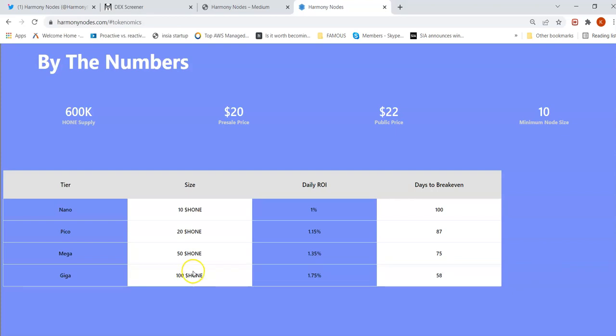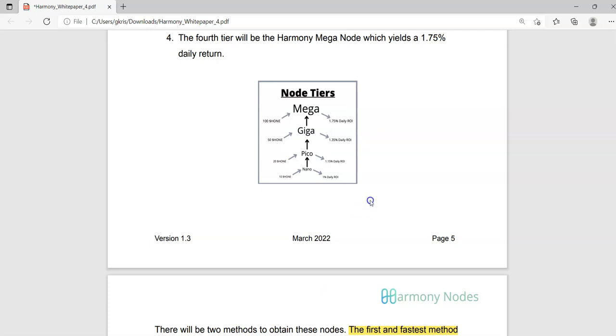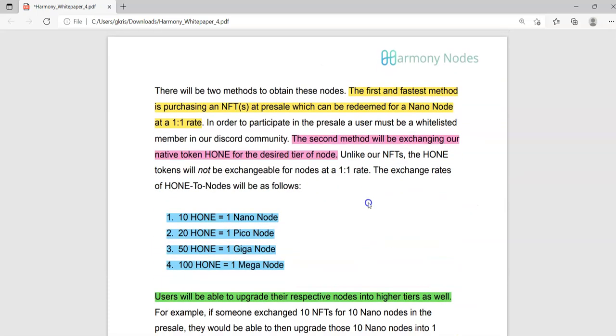And let's learn about other features, how this project is playing out. If I go to their white paper, how do we buy these nodes? I think one way is you can participate in their pre-sale, where you can buy their NFTs, and that is where you can convert into a node, correct? Again, this pre-sale is only for the whitelisted folks. The other way is after they do the public launch, you can go and buy the HON token, the native token, and exchange it for a node, correct?